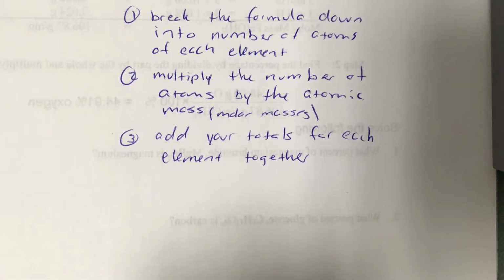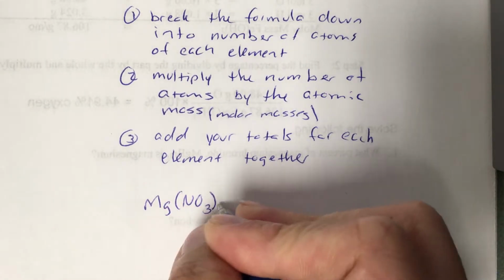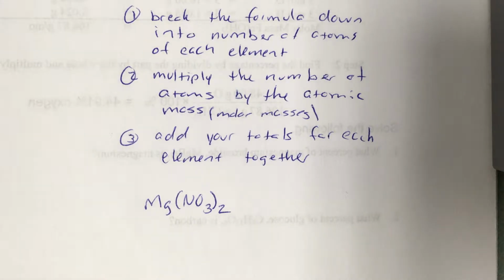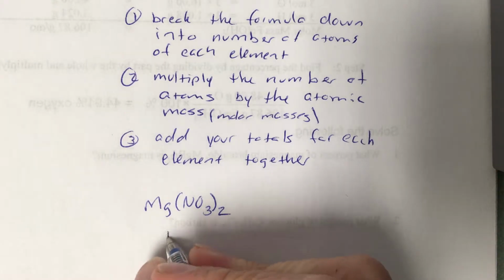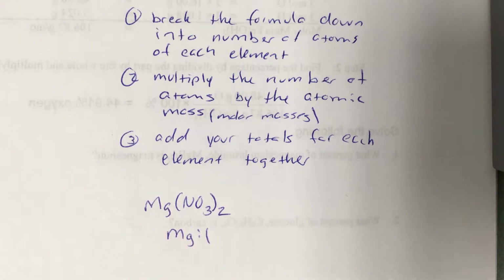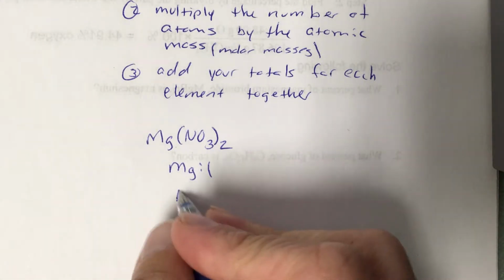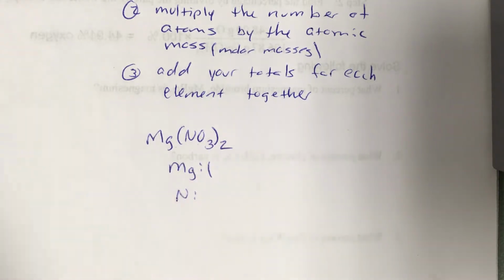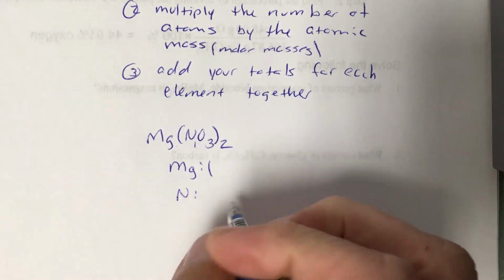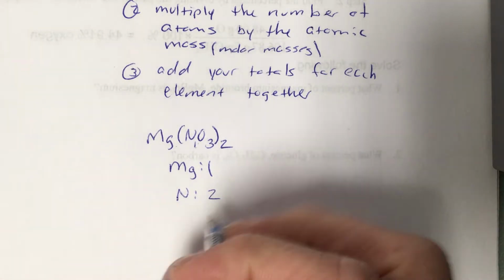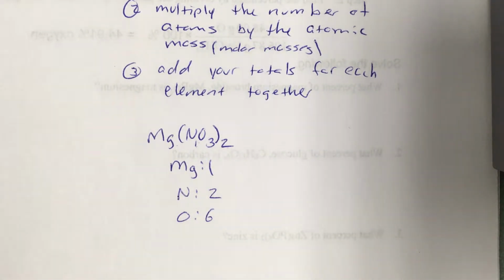So let's take a look at magnesium nitrate. The first thing we have to do is break it down to the number of atoms of each element. So for magnesium, there'd be 1. There's no subscript on the magnesium, so we assume it's 1. For the nitrogen, it's what's on the inside times what's on the outside. There's nothing there next to the nitrogen, so we assume it's 1. 1 times 2 gives us 2 nitrogens. And then for the oxygen, it's 3 times 2, what's on the inside times what's on the outside.